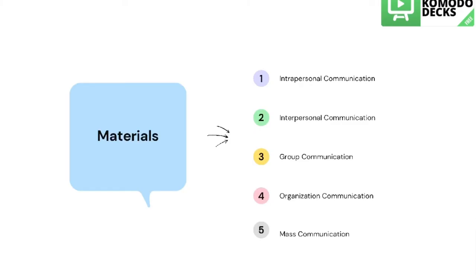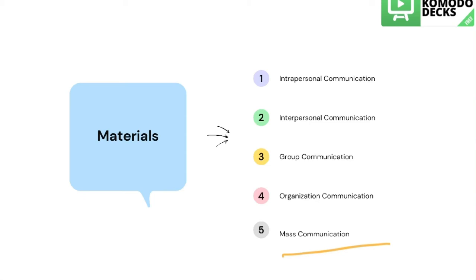As I mentioned earlier, we have 5 levels of communication. So yes, we have 5 materials today. The first is the intrapersonal communication level. The second level is interpersonal communication. The third level is group communication. The fourth level is organizational communication. And the last level is mass communication. The order of levels in here is not random, but based on several things that West and Turner previously explained.